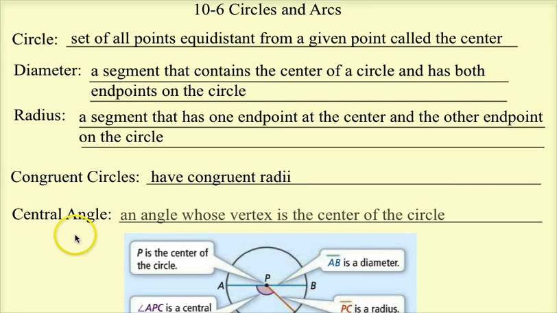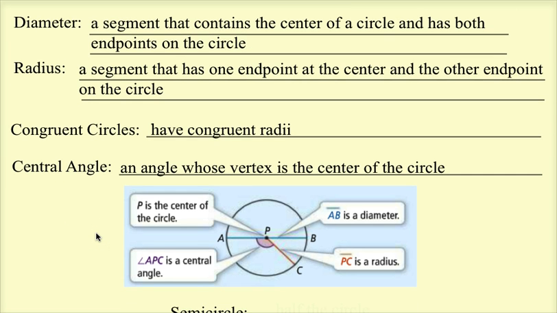And then this is probably a new term, central angle. A central angle is an angle whose vertex is the center of the circle.